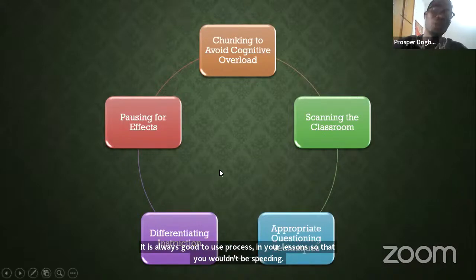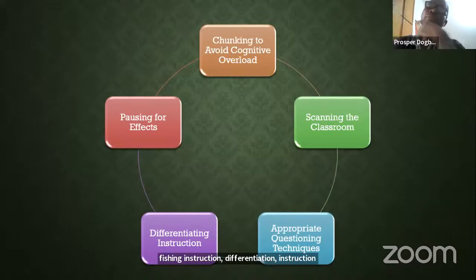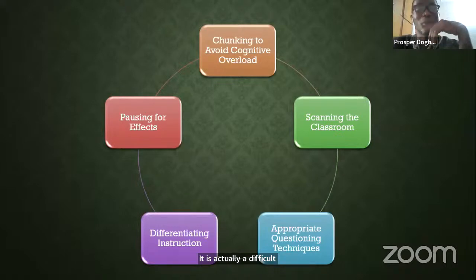Then we also have differentiation instruction. Differentiation instruction is actually a task that is difficult to attain. However, we can do that. So what does it mean?